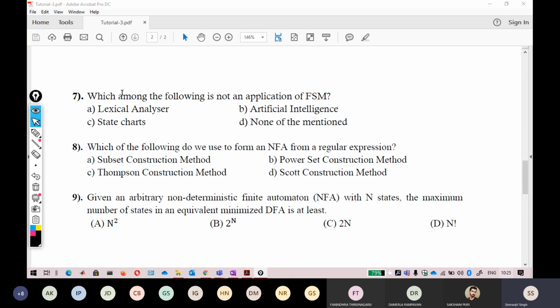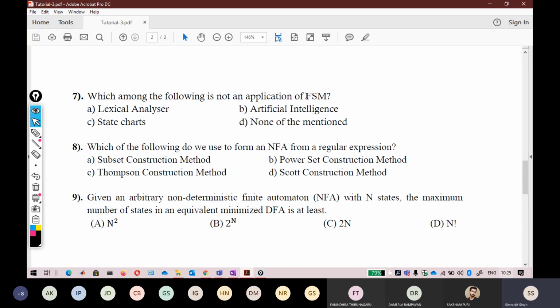If you see, these are again theory-based questions. It says: who among the following is not an application of a finite state machine? FSM means finite state machine. A lexical analyzer, as I told you in the first lecture, is an application of it. Artificial intelligence, if you remember, I told you neural networks are also an application of it. State charts are the best application of it; state transition charts are applications of FSM. So the answer here is none of the above.